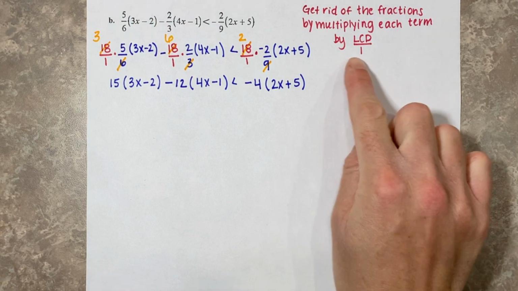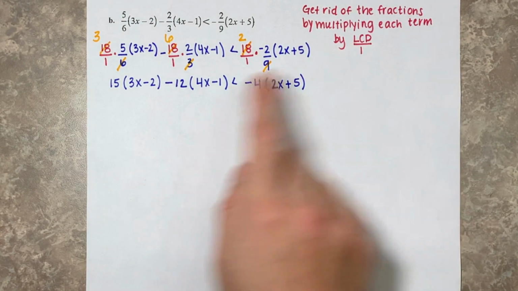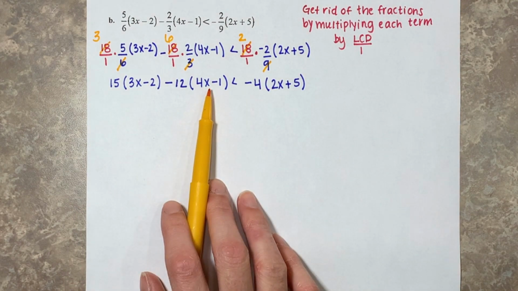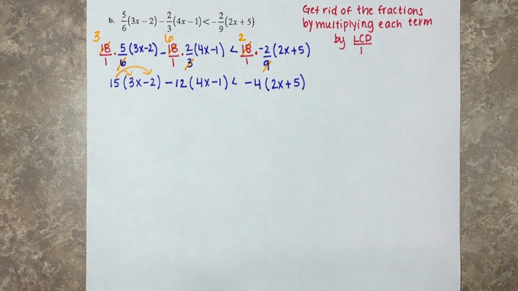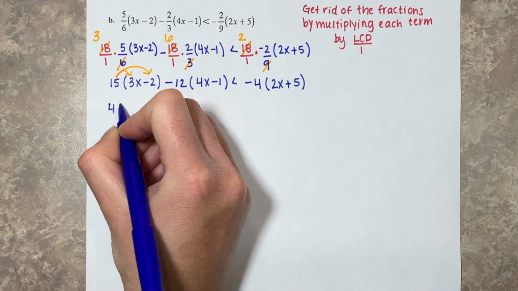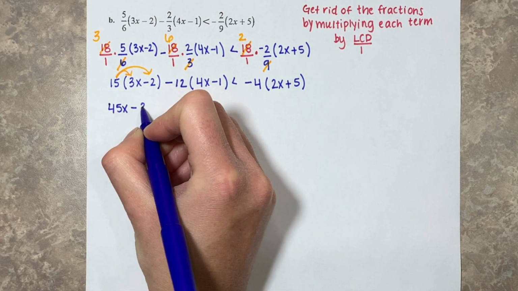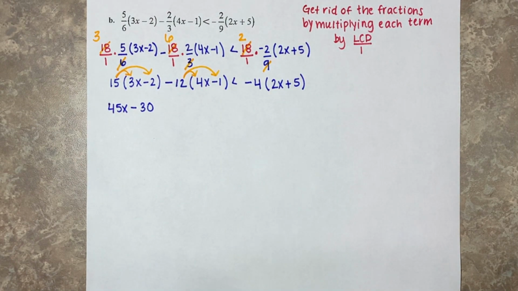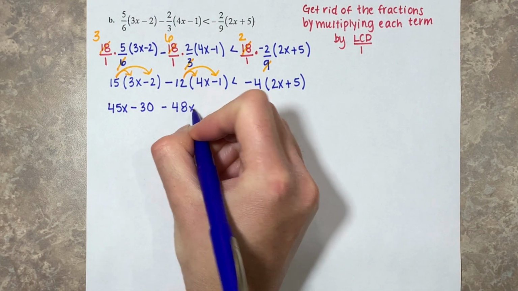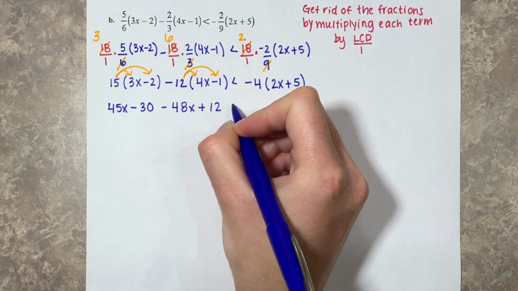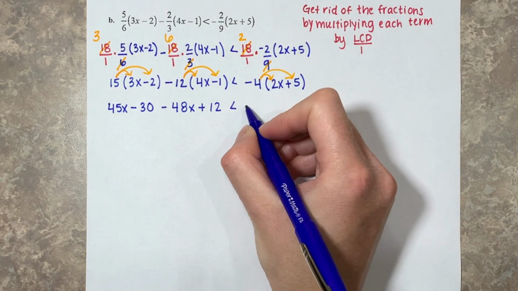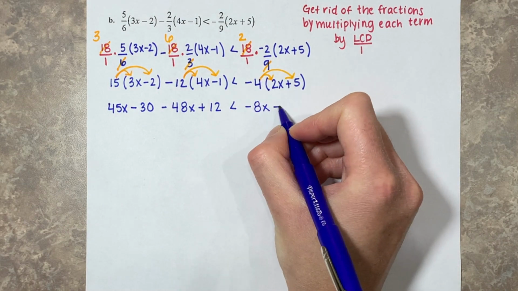Now we can see the process of multiplying each term by the LCD over 1 got rid of our fractions. Next up, we want to continue simplifying the left side, and then we'll continue simplifying the right side. On the left, we can distribute the 15. 15 times 3x will give us 45x. And 15 times negative 2 will give us negative 30. Then we can distribute the negative 12. Negative 12 times 4x will give us negative 48x. And negative 12 times negative 1 will give us a positive 12. And then on the right, let's distribute the negative 4 to give us negative 8x minus 20.